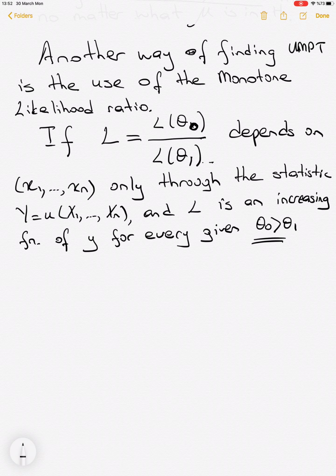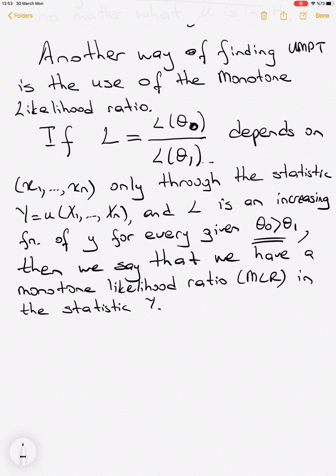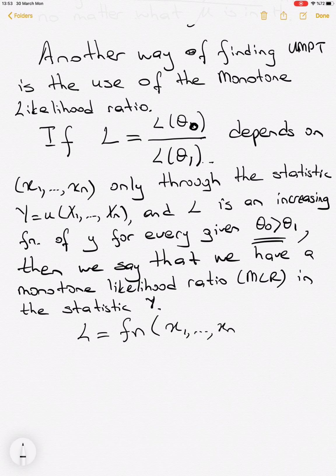Whatever the direction of the alternative hypothesis, you have to use this rule to find the monotone likelihood ratio statistic. Okay, then we say that we have a monotone likelihood ratio. We use MLR notation for that in the statistic Y. So our L, simple likelihood ratio, is a function of sample random variables only through y, and we have theta 0 and theta 1 values in the simple likelihood ratio.